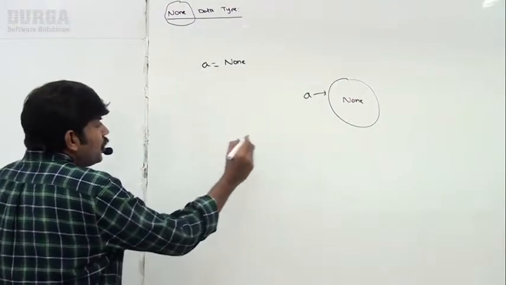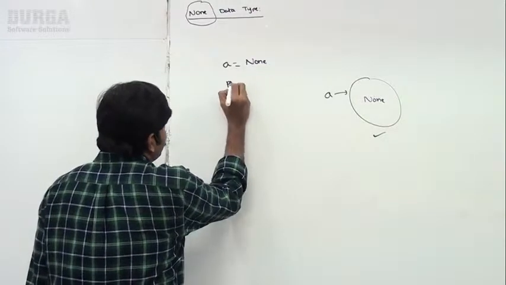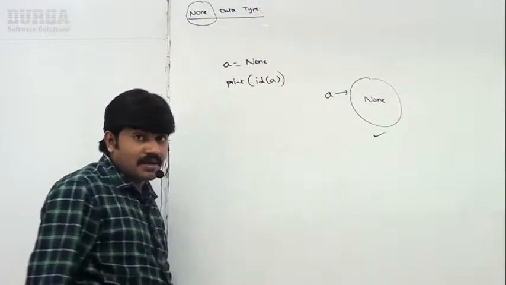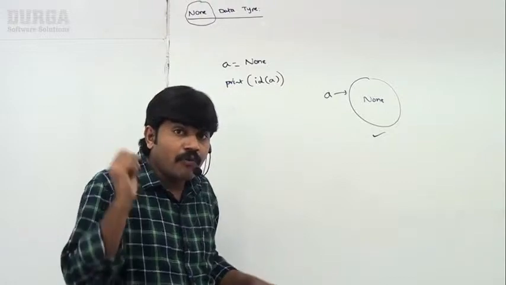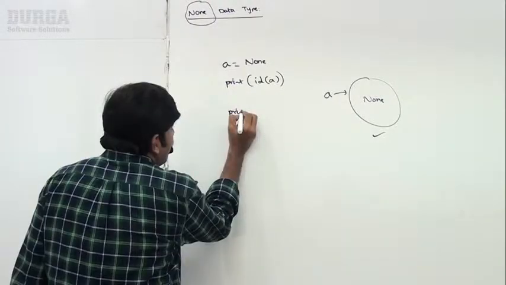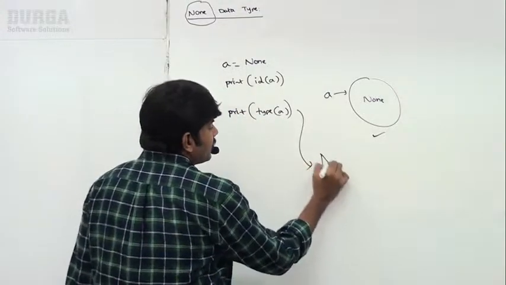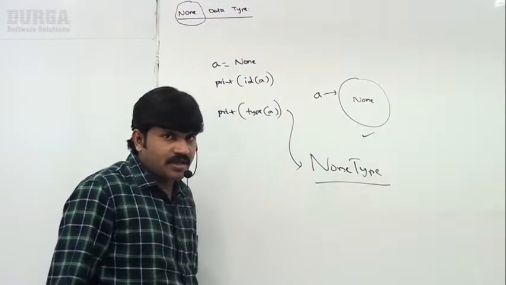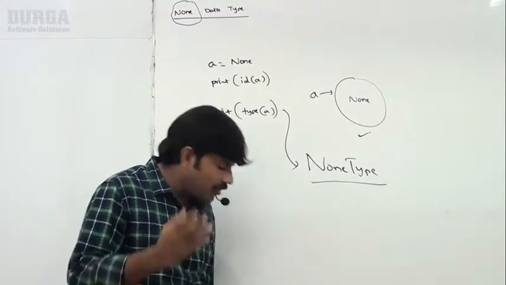Now if it is really an object, compulsorily an address will be there. What is the address of this object? print(id(a)). What is the address of None? Yes, you can get it. Next, if it is really an object, what is the type? print(type(a)). Do you know what type we are going to get? NoneType. Remember this one. The type is NoneType. This is the internal corresponding type.